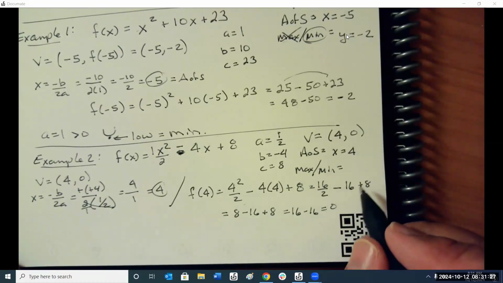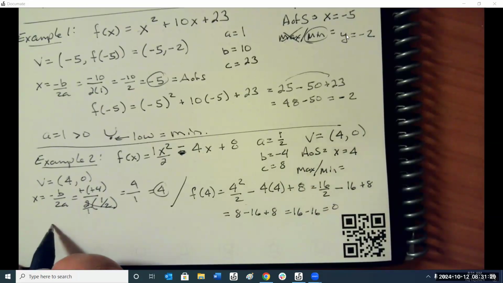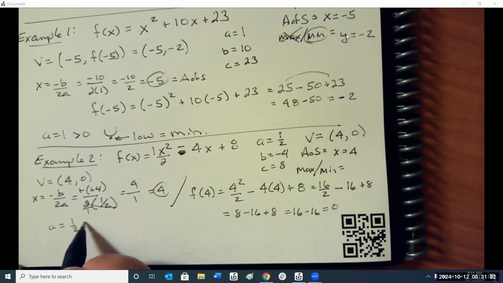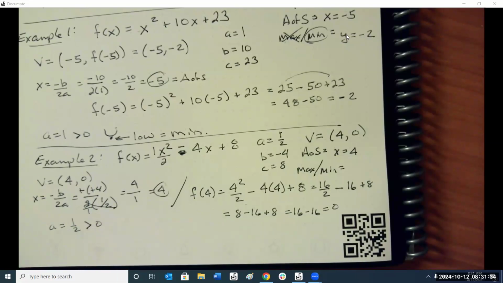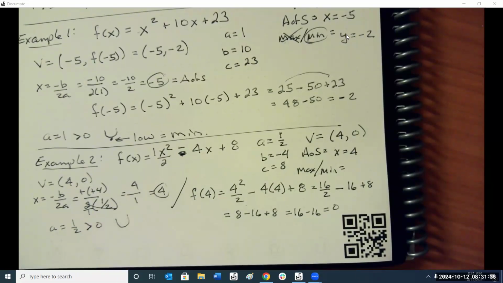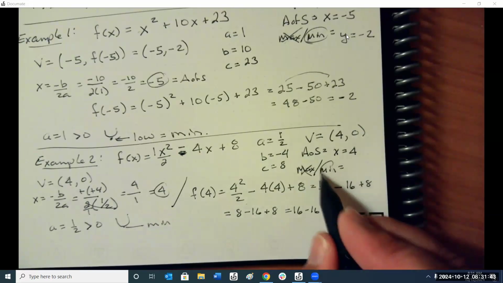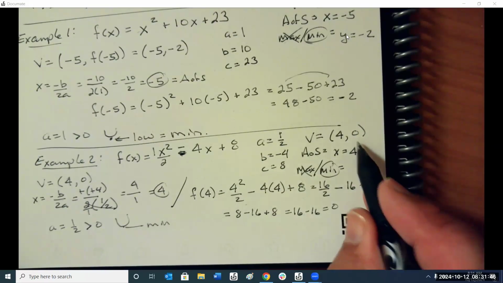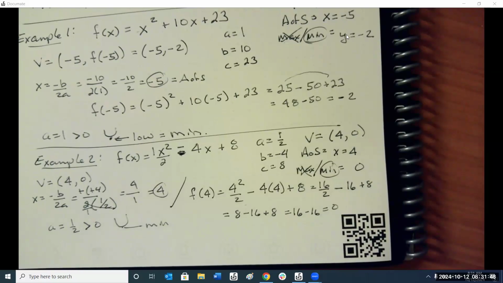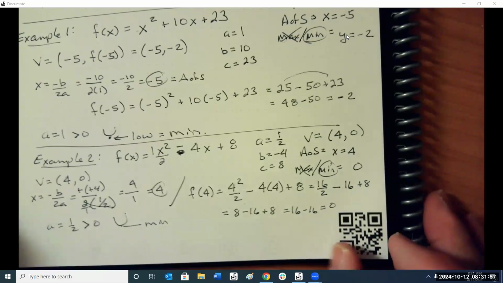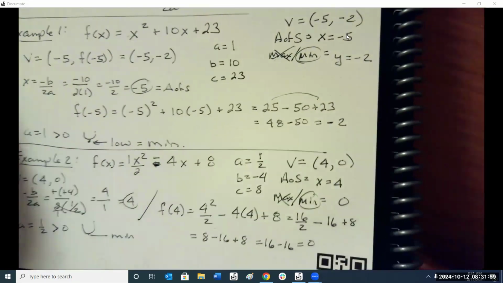So now, since a is 1/2 and that's greater than 0, it opens up. So we have a min. We have a min at the y value. It's 0. Let's look at those two functions and graph them.